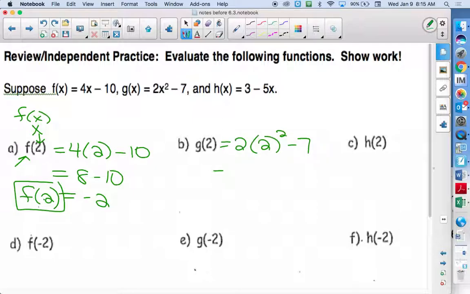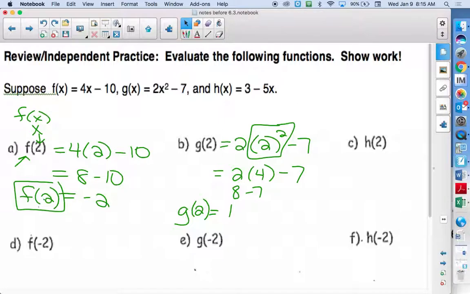And then you're evaluating. Don't forget, PEMDAS says you do the exponent first. Don't multiply those two together. 2 squared is 4. 2 times 4 makes 8. 8 minus 7 is 1. So g of 2 is equal to 1.